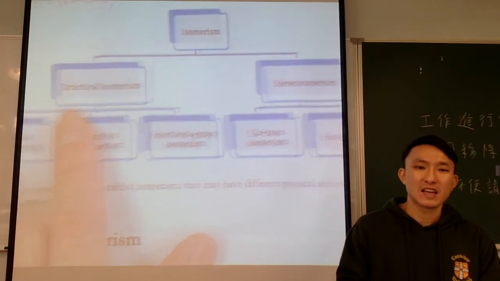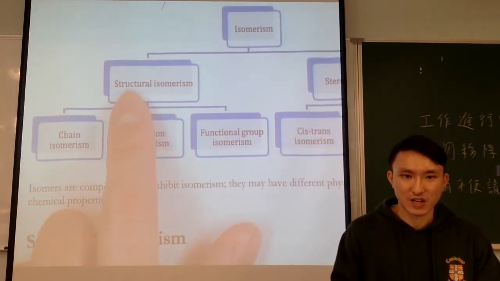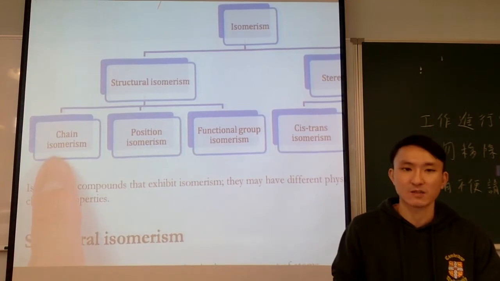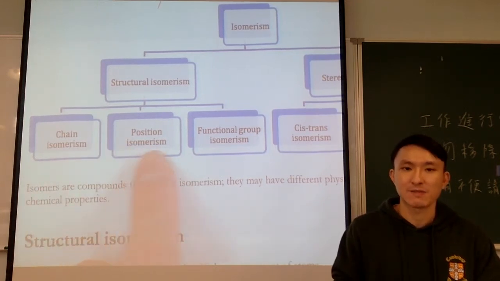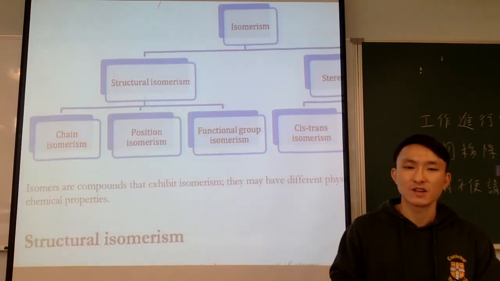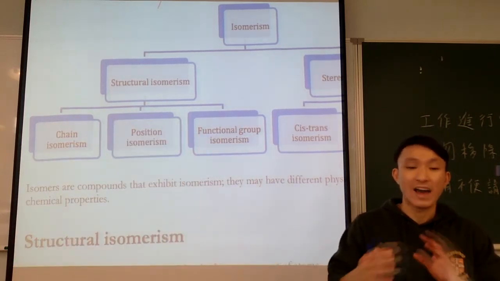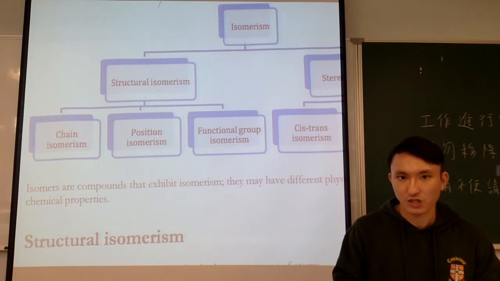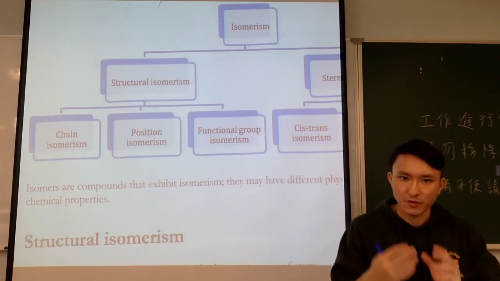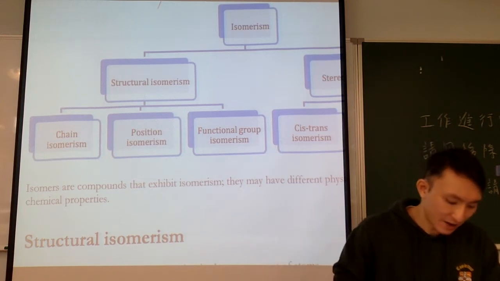So now, if they have a difference in structure, we can subdivide it into three types. So chain isomerism, position isomerism, and functional group isomerism, okay? All these three belong to structural isomerism. It all has to do with the different structures, okay? Now, let's take it slow. I will break it down for you one by one, okay?